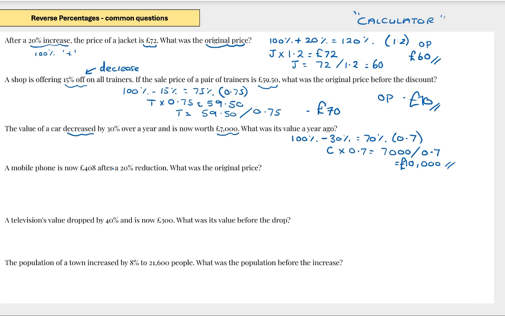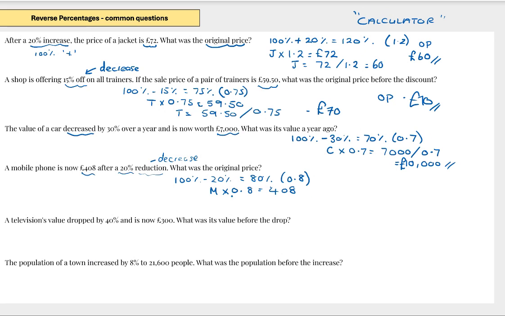A mobile phone is now £408 after a 20% reduction. What was the original price? So once again, it is a decrease because reduction means decrease. So we're going to do 100, take away our 20% first. Let's deal with that, which comes to 80%. Turn it into a decimal. So we'll call it mobile phone. So mobile times 0.8 equals £408.